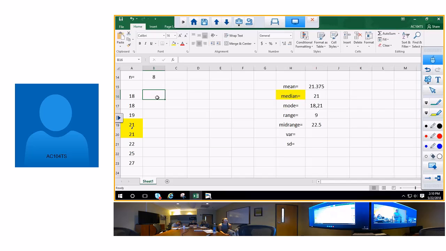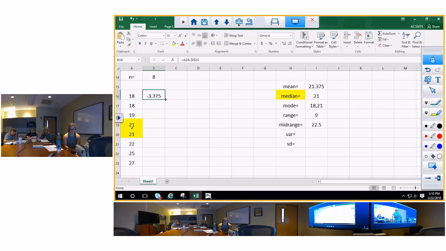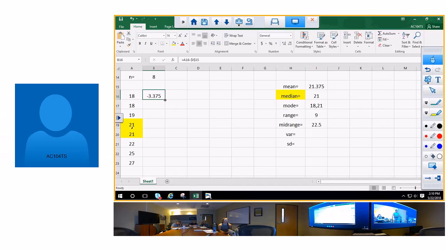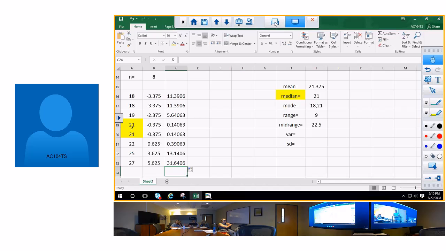All right, so now we're going to take variance and we're going to equal this guy minus the mean. And I'm going to lock it. And we're going to go down. Now, I would suggest you just do the first one, the last one, and then do one in the middle to check to see if the numbers come out right. Now, what are we going to do with each one of those numbers? Square it. And copy that down. And then add it all up. And see what y'all get.